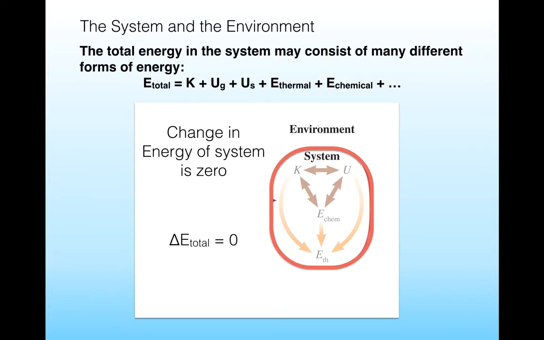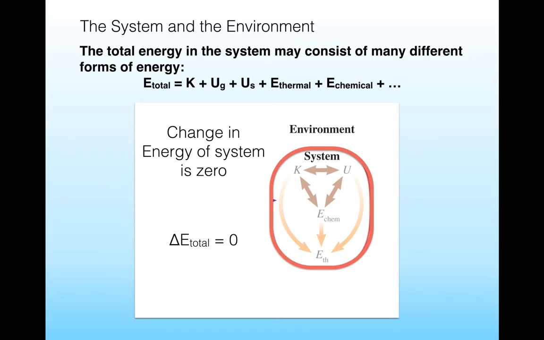So let's talk again a little bit about a system and its environment. The total energy in a system can consist of many different forms of energy. So this total energy, if we're looking just inside the red box here, not talking about the environment at all, can consist of the kinetic energy, the gravitational potential energy, any kind of spring energy that might exist, thermal energy, chemical energy, etc.